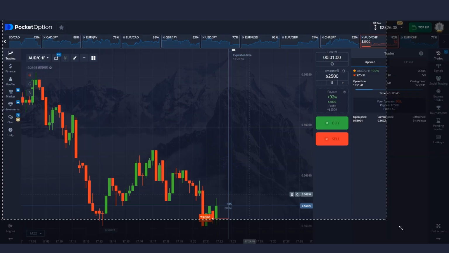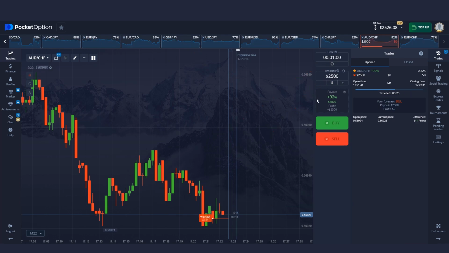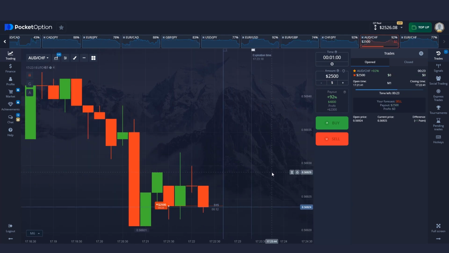So what do you need to increase your deposit quickly? The first is the expiry time of 1 or 3 minutes. The second is a large payout on each currency pair, that is more than 70%. And the third factor is risk management. Yes, you will have to take risks in order to increase your deposit very quickly.